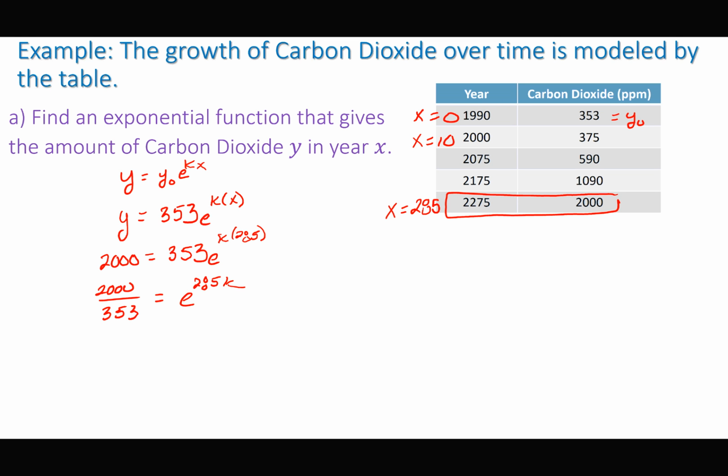I have an unknown in the exponent, so I'm going to take the natural log of both sides. By doing that, it allows me to bring that 285k down from the exponent position. So I have the natural log of 2,000 divided by 353 equals 285k times the natural log of e. Natural log of e is nice because that's 1. So doing all that eliminated the e from my equation.